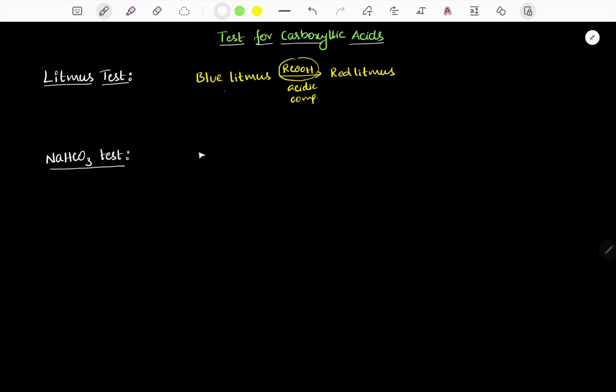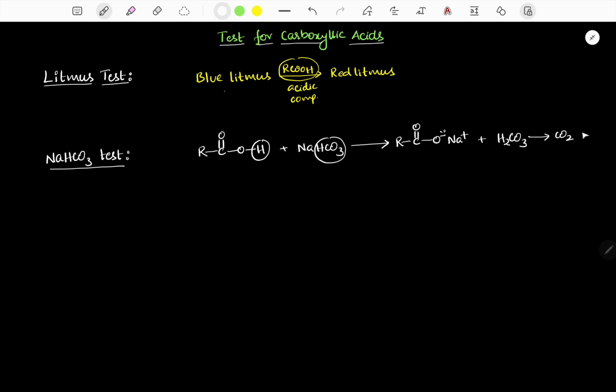Second one is the sodium bicarbonate test. When carboxylic acid is treated with sodium bicarbonate, an acid-base reaction takes place. H+ and HCO3-, the corresponding acid-base reaction takes place. Carboxylic salt plus H2CO3 will be formed. Now H2CO3 decomposes to CO2 plus water. So it gives effervescence of bubbles of CO2.